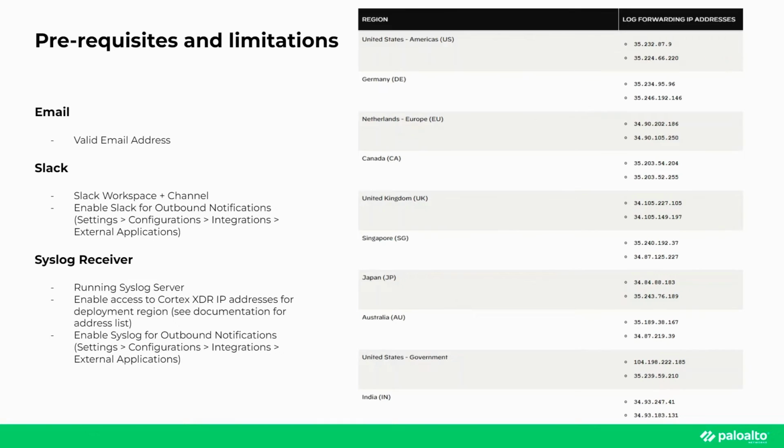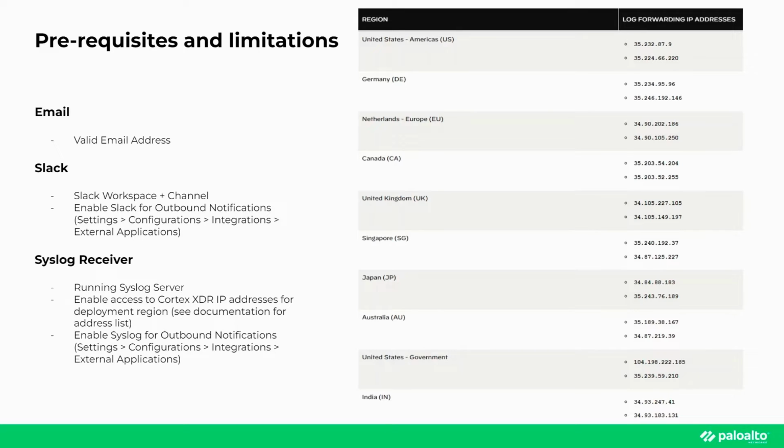For email, all that is required is a valid email address. For Slack, a workspace and channel is required, along with enabling it in Settings, Configurations, Integrations, and External Applications. And the syslog receiver requires a syslog server also enabled at the same location.